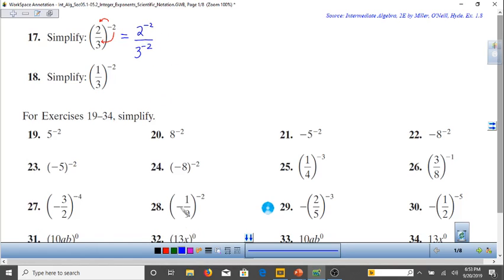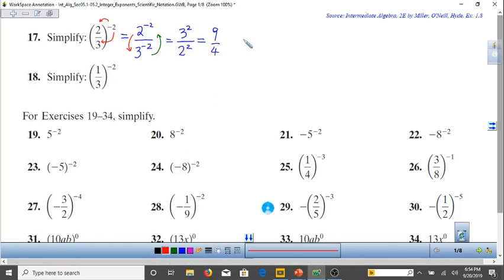Now, since the exponent is negative, I can actually then move the denominator to the numerator, and I can move the numerator to the denominator. I just have to make sure that I change the signs of the exponent. So now this 3 to the negative 2 in the denominator becomes a 3 to the positive 2 in the numerator. And a 2 to the negative 2 in the numerator becomes a 2 to the positive 2 in the denominator. And then we can work it out. 3 squared is 9, 2 squared is 4. The answer is 9 over 4.